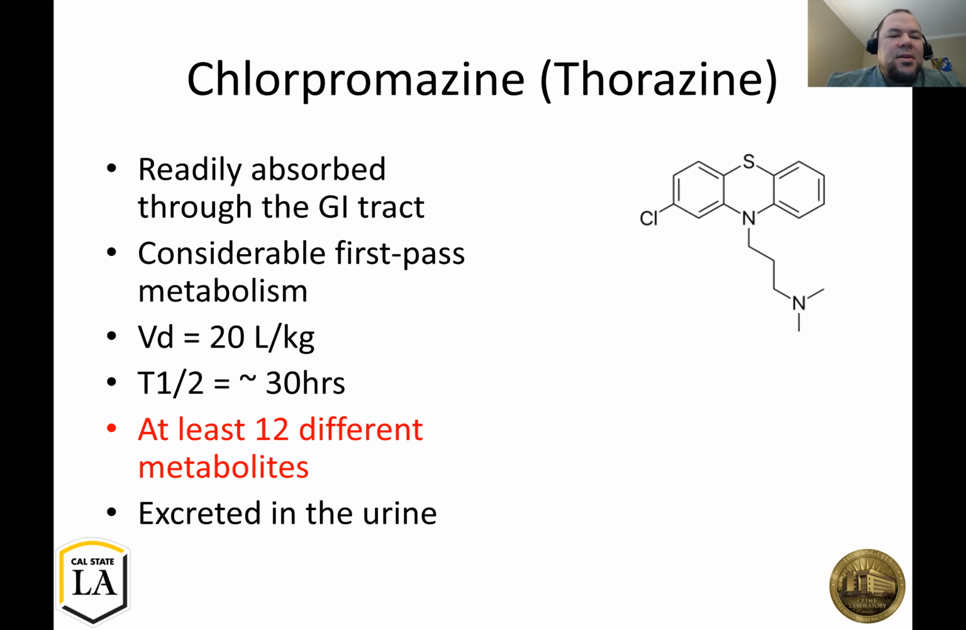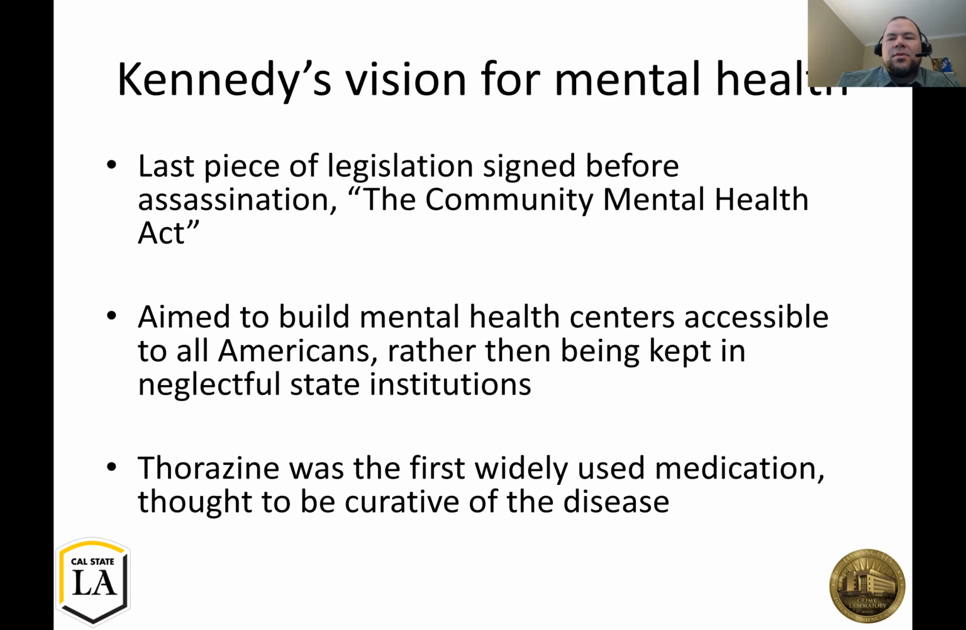So Thorazine has considerable first pass metabolism, and the volume of distribution and half-life are here. You get 12 different metabolites, a lot of different metabolites, and they're excreted in the urine. So this is kind of an interesting thing.